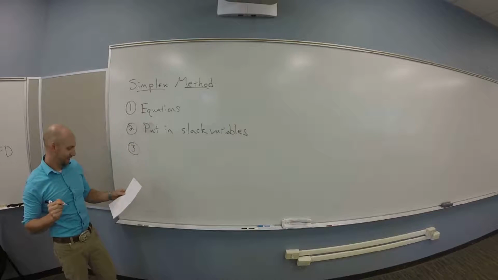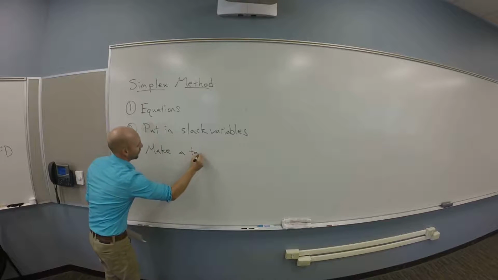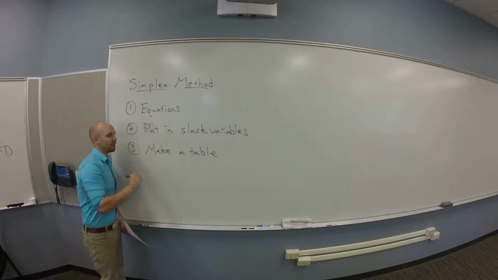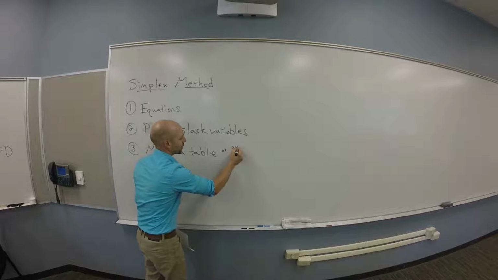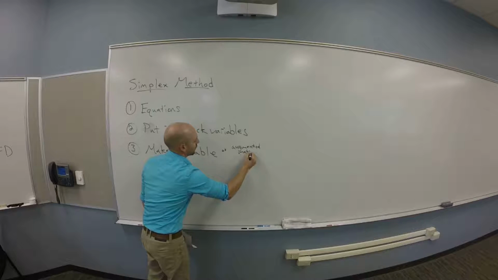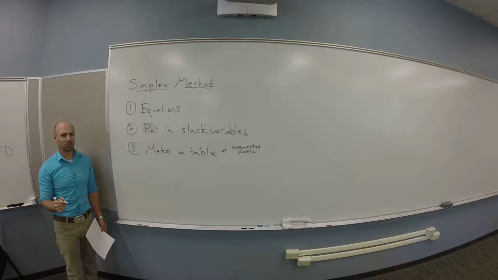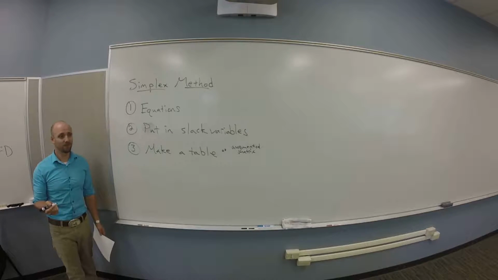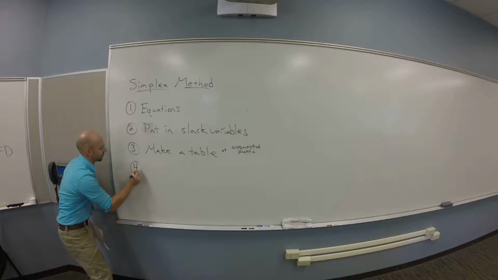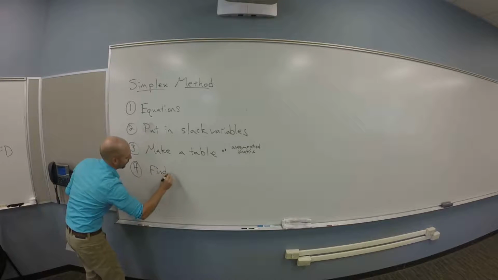Step 3 is going to be make a table. That's going to look a little bit like an augmented matrix, so you might actually think augmented matrix here. Some of the tricks are actually the same. Some of the objects are a little bit different. But you can really look at that thing and think about an augmented matrix. Step 4 is going to be find the biggest payoff.